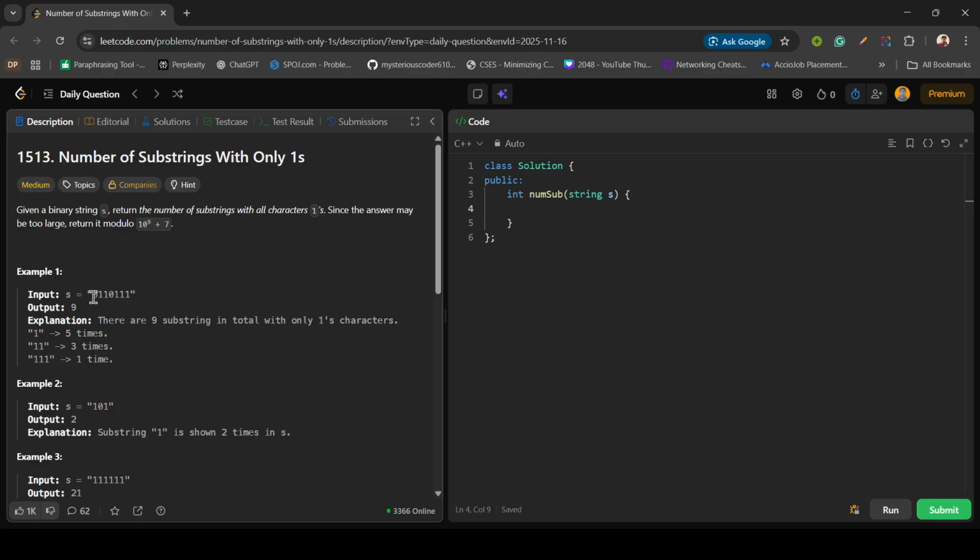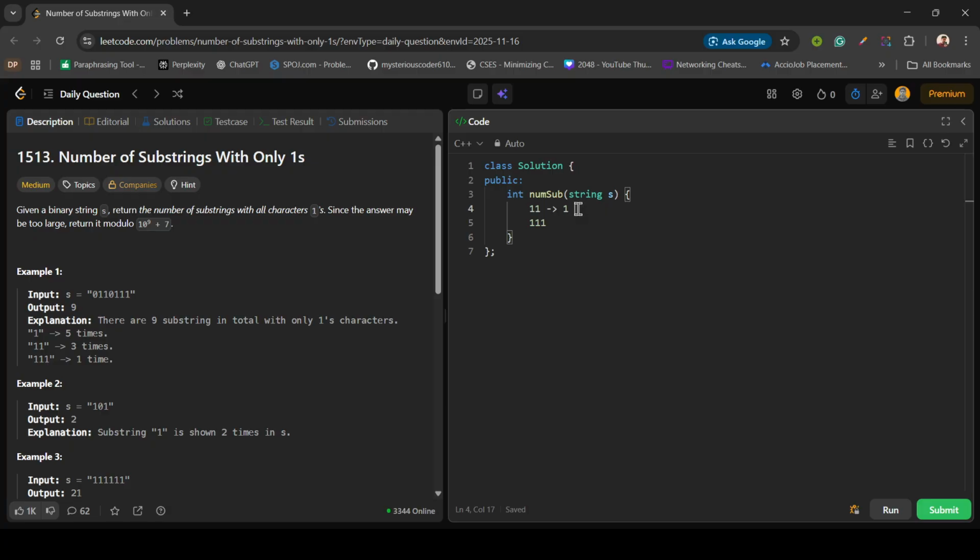So if you see the string, it is 0 1 1 0 1 1 1, right? If I want to find just the substrings which contain only ones, then they can be 1 1 and 1 1 1, right? These two. Now from these substrings, how many substrings can be taken out containing only ones, right?